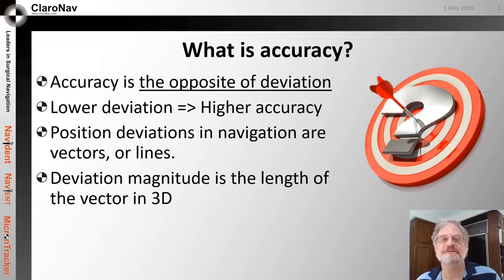Somewhat confusingly, when we quantify accuracy, we actually talk about the opposite of accuracy, which is the geometrical deviation between what we want and what we get. That deviation is either a distance or an angle, and the lower the number, the higher the accuracy, and vice versa.